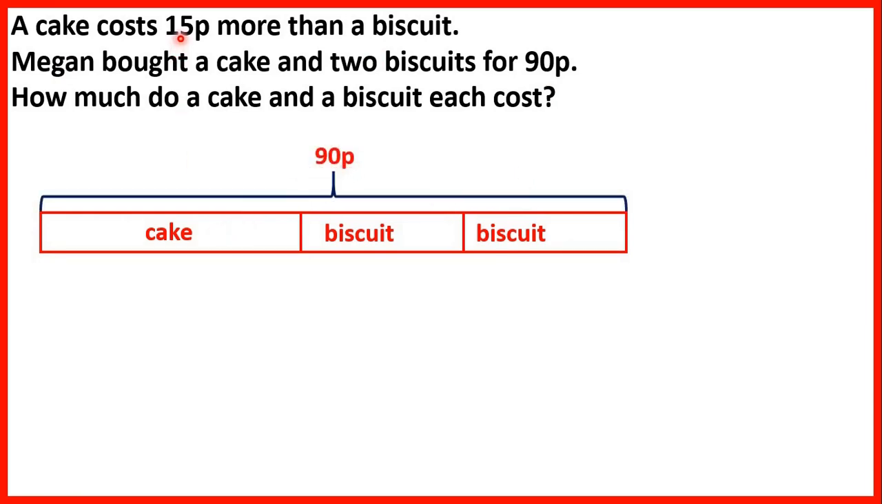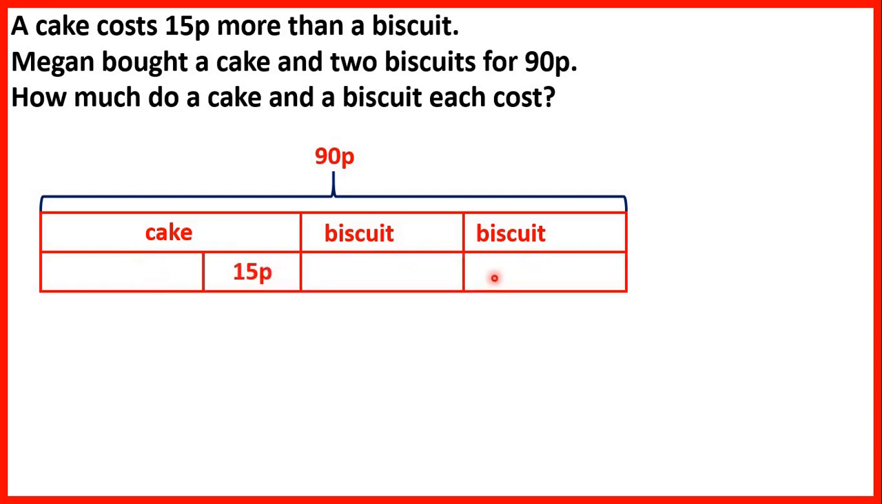Now a cake is 15p more than a biscuit, so underneath our bar for cake we can have another bar and then 15p. And if we copy down our bars for biscuits, we can see that we have these 3 bars plus 15p has to total 90p. So if we subtract 15 from 90, that tells us that these 3 bars together have to total 75p.